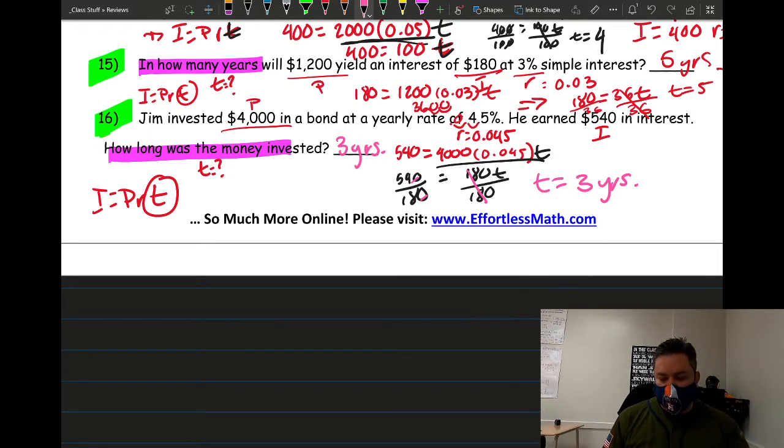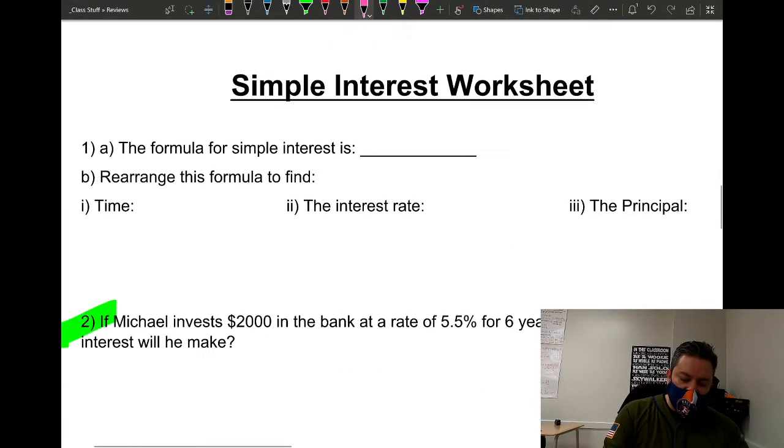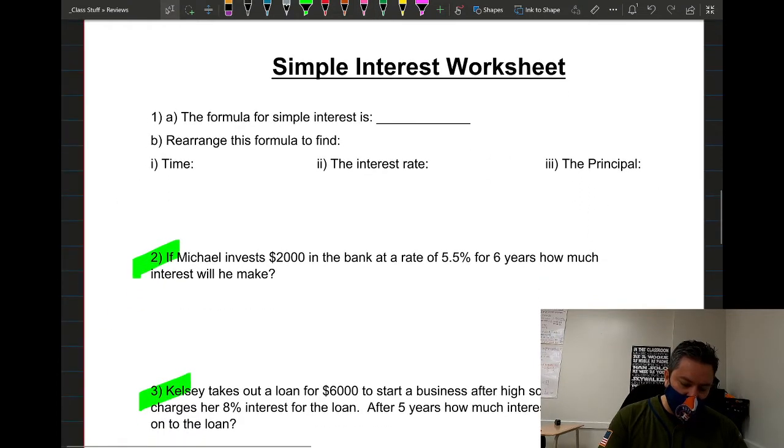And that's the answer. So one last step at the end. Okay, next two pages. More word problems.